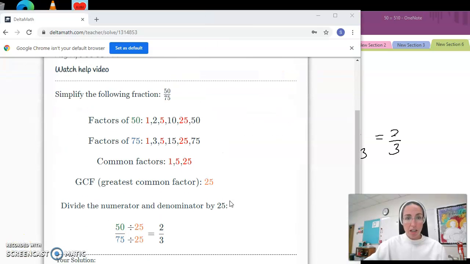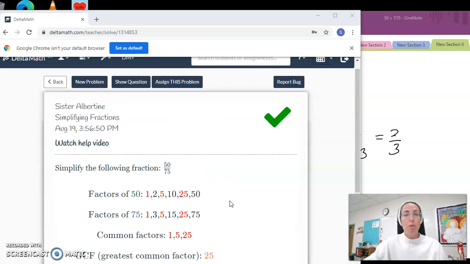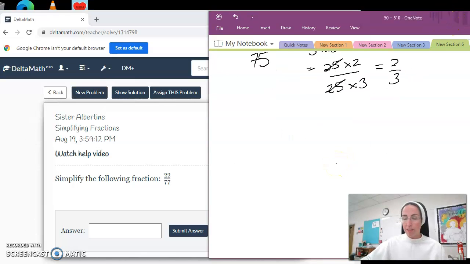2/3 was the answer, and there's lots of ways we could have done it. We could have divided by 5, but often you want to try to find the biggest number that goes into it. So here's another one, 22 over 77.